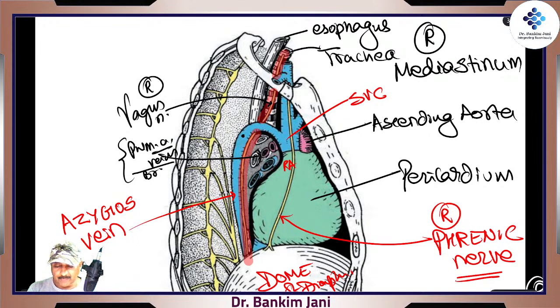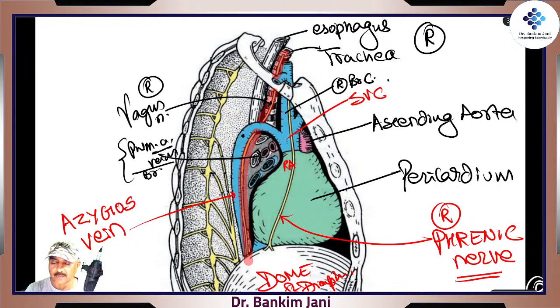the superior vena cava is formed by the combination of the right brachiocephalic vein and the left brachiocephalic vein. The left brachiocephalic vein will come from the opposite side. We are on the right side, so what we are watching over here is the right brachiocephalic vein. Here the azygous vein is joining, and then it becomes the superior vena cava, going inside.